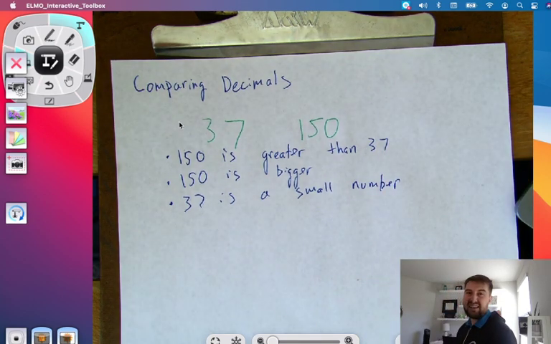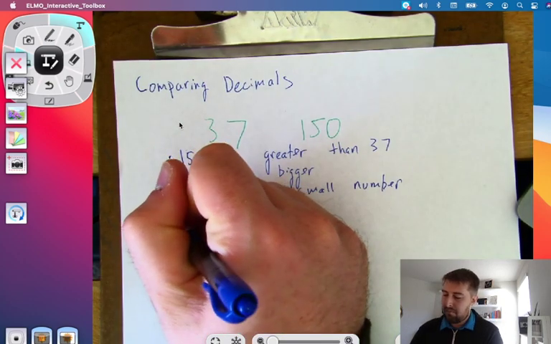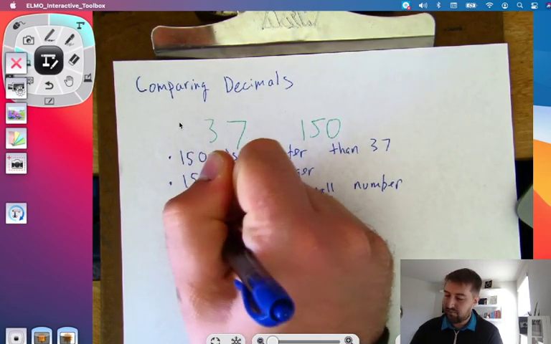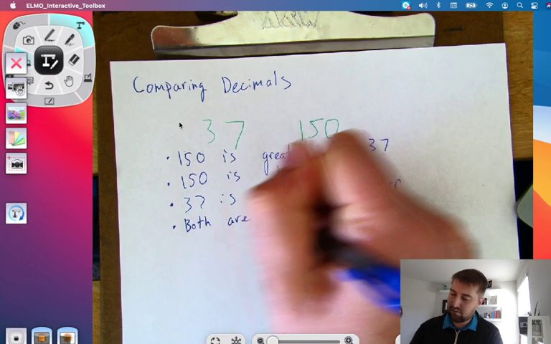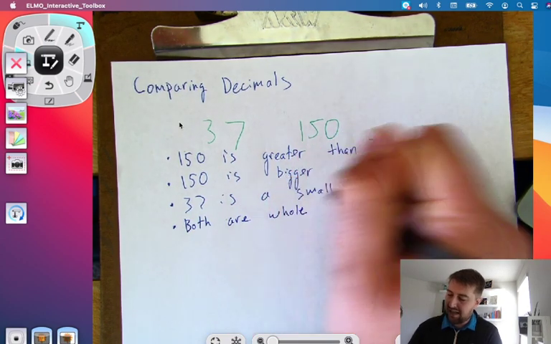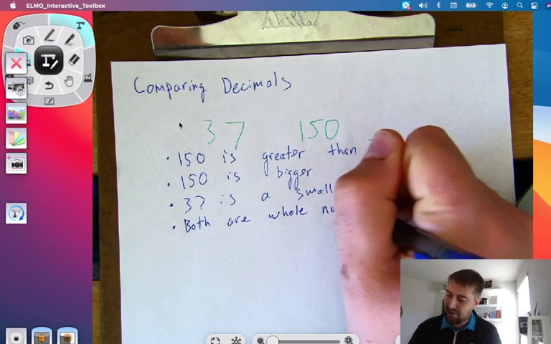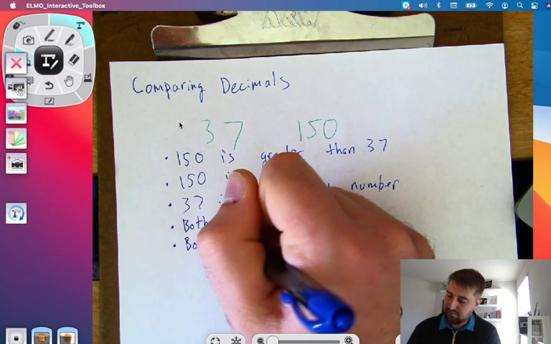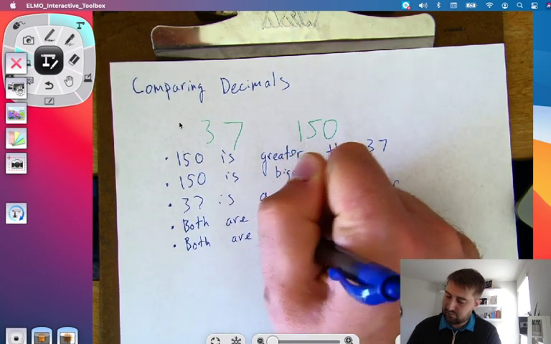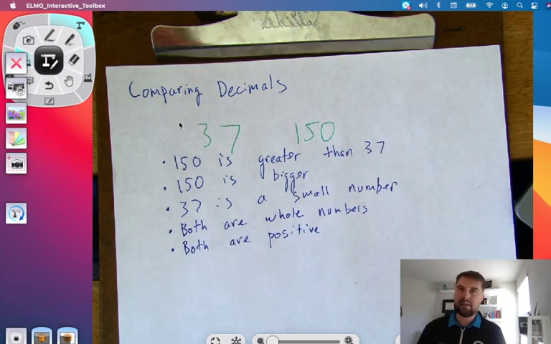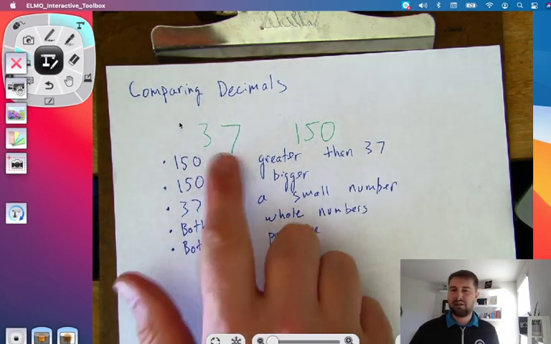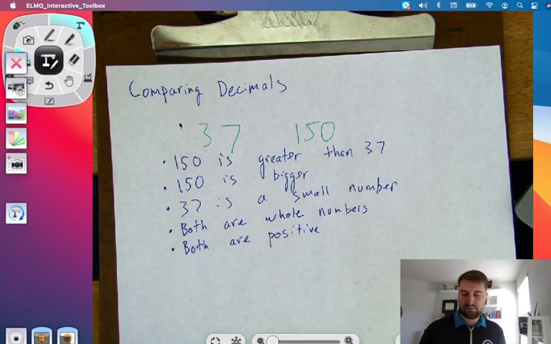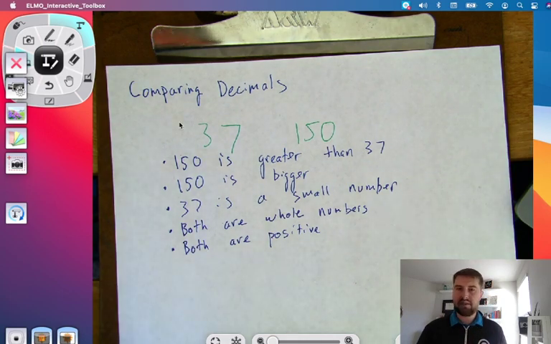Well, here's two more things that I've noticed about these numbers. Both numbers are whole numbers. And both of these numbers are positive numbers. They're not negative, they are positive numbers. So there's 5 things that we have compared about these two whole numbers. Now, I'm going to pause here, give you a chance to get those written down, then we will move on.